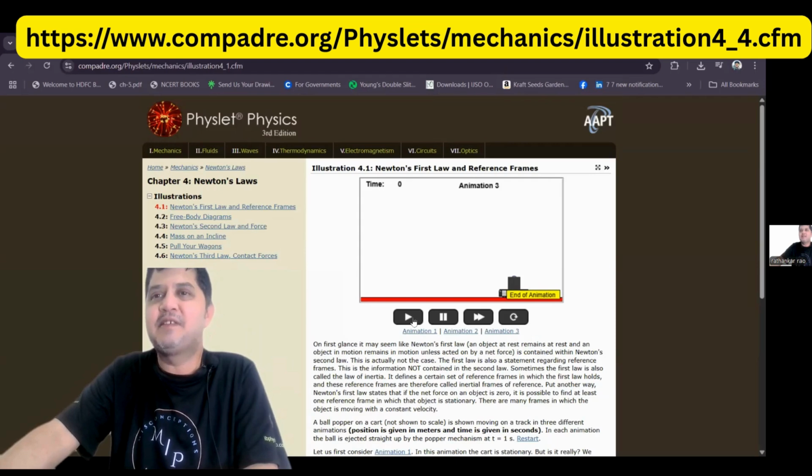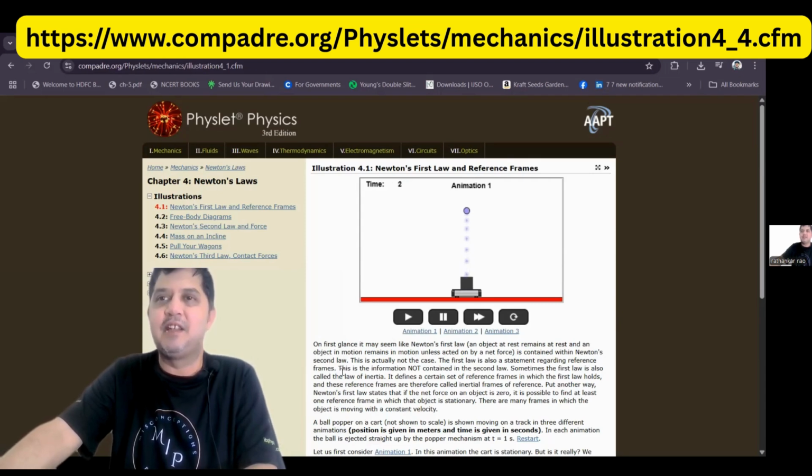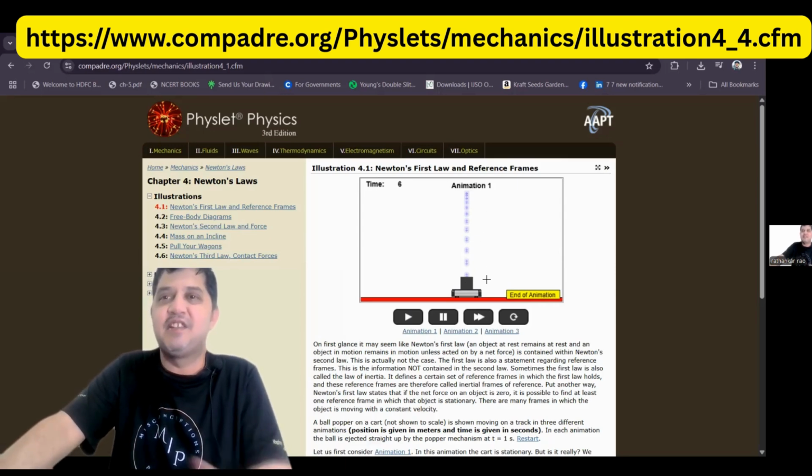Now let me start with this one here. It says Newton's first law. Let me click on the first animation, play this. Now it shows you something like this. A ball is being thrown from here, it comes down. Now you can ask the question: the dots are not equispaced, the dots are farther spaced. Why is this happening? Acceleration due to gravity.